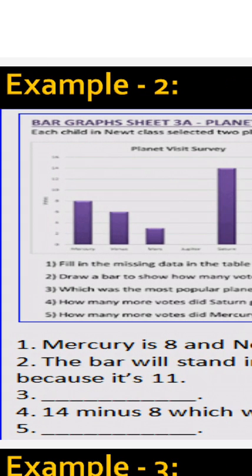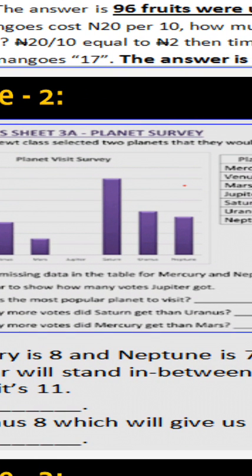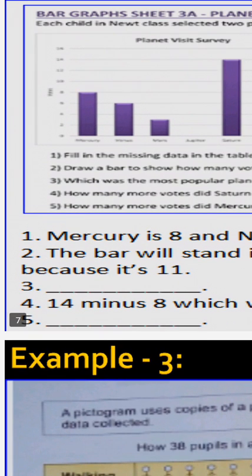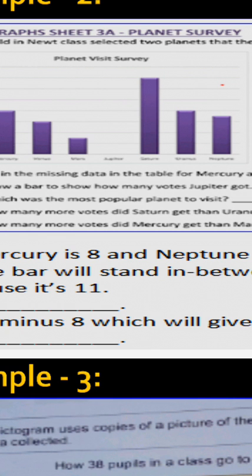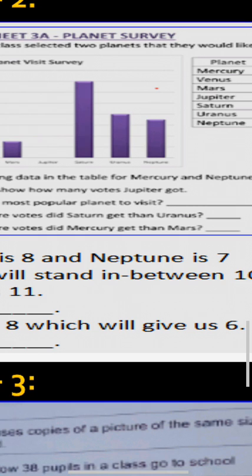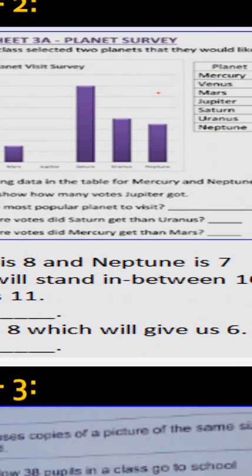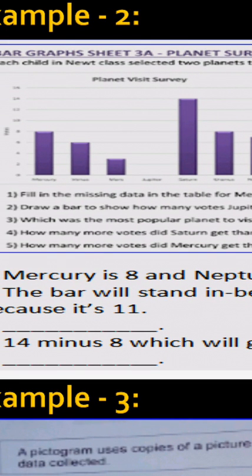Okay, so the second question is that draw a bar to show how many votes Jupiter got. So we can't do that here. So move on to the bar. Okay, since the number, let's check now. For Jupiter, going by the table, we have 11. So even though we can't do it, we know where the bar will stand. If you draw the bar, it should stand in between 12 and 10 because it's 11. So it should stand in between.